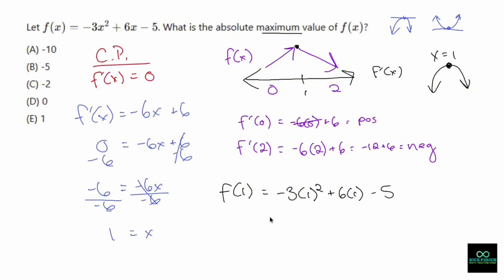So negative 3 times 1 squared is going to be negative 3 times 1. 6 times 1 is going to be 6 minus 5. Negative 3 plus 6 is regular 3. 3 minus 5 is going to be negative 2. So our maximum value is going to happen at the point 1, negative 2. And so the answer is C.